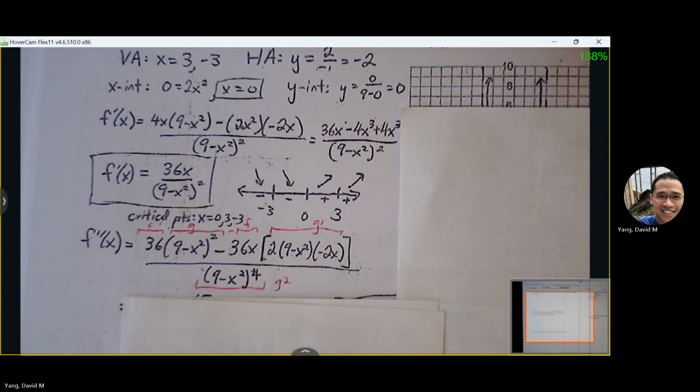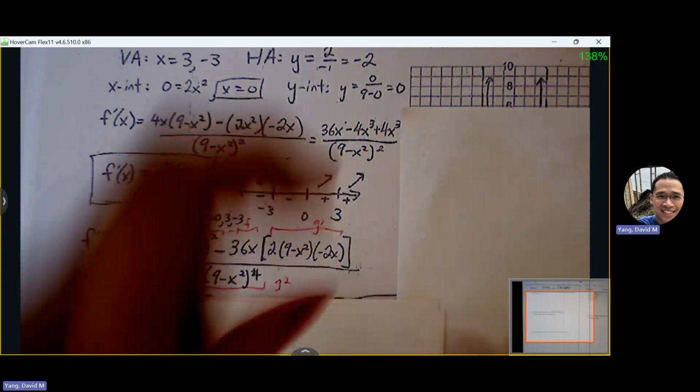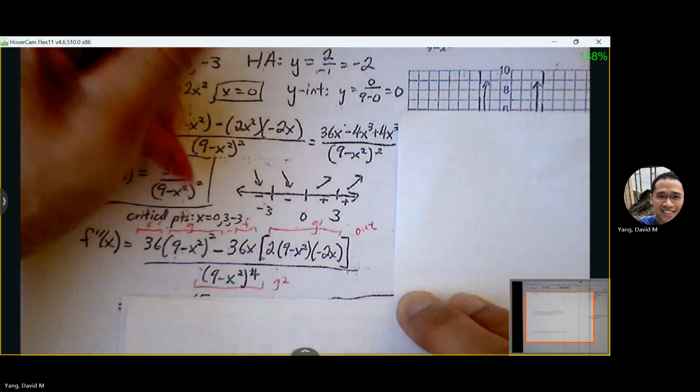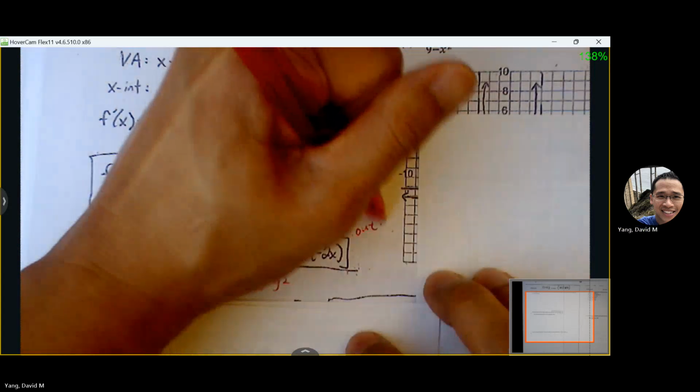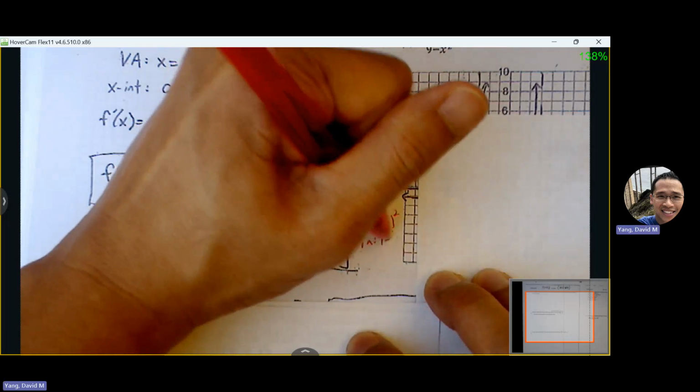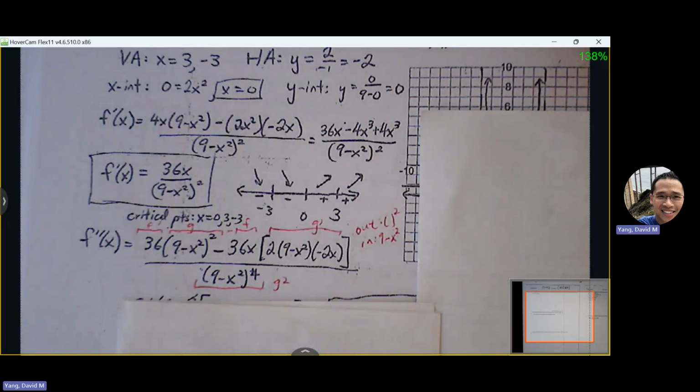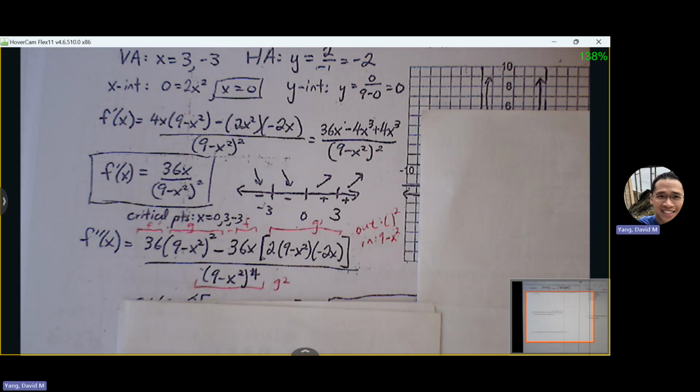And f prime, 36x becomes 36. G is my entire denominator, minus f, that's my numerator, and then my g prime is where I have to do the chain rule. So the chain rule is outside times inside derivative, right? The outside is the parentheses squared, and the inside is the 9 minus x squared. So we're taking turns with each derivative. Parentheses squared becomes 2 parentheses to the first power. 9 minus x squared becomes negative 2x. So all this is my g column. All of my denominator squared.